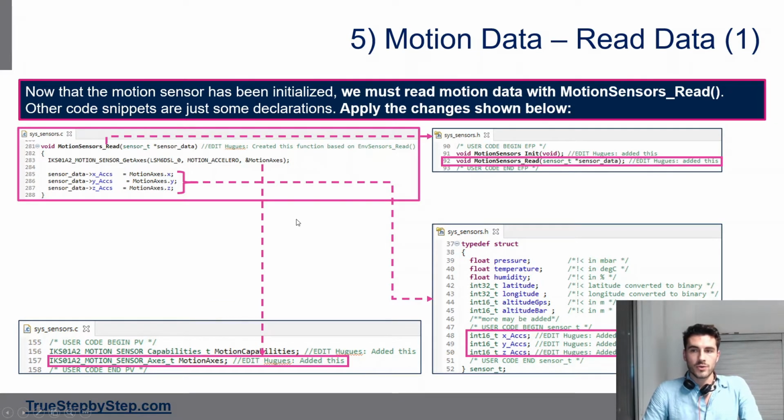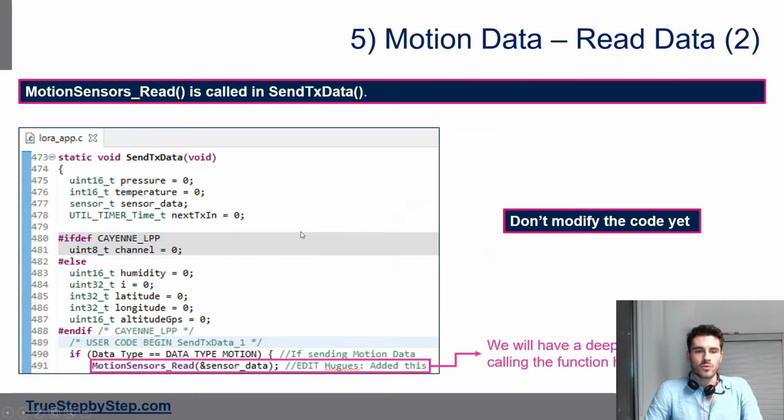Then we will need to modify our code to read the motion data. So we will create a new function called motion sensor read, which reads the motion data. Again, this is based on the environmental sensor read function, which was already implemented. There's also a bunch of things we have to do here, and we'll do it together. We then have, of course, to add this read function in the code.